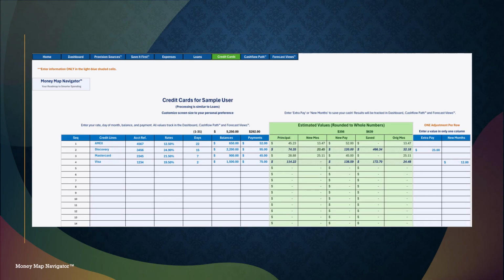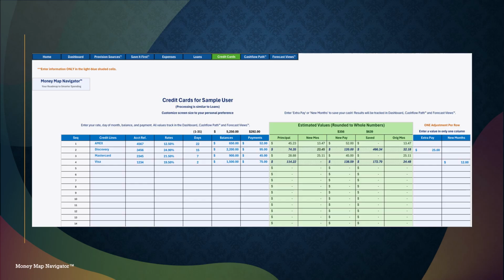Credit cards. Cards are different from loans because they are revolving. The balance can change month to month, and the payment can change month to month. That's why people often feel like credit cards are confusing. MMN makes credit cards simple by doing two things. First, it makes the balances and minimums visible. Second, it shows you how credit card payments affect your monthly cash flow plan.